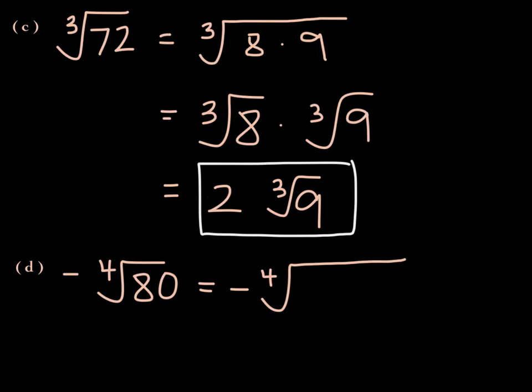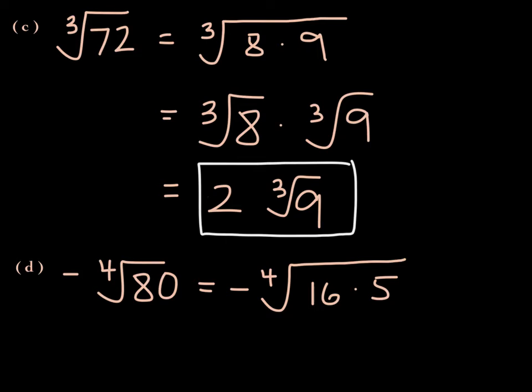So here we go. 80 can be rewritten as 8 times 10. Wait a minute, that's not a good idea because neither 8 nor 10 are perfect fourths. I can rewrite 80 as 2 times 40. That's not a good idea because neither 2 nor 40 are perfect fourths. What would be a good idea here is 16 times 5 because 16 is a perfect fourth.